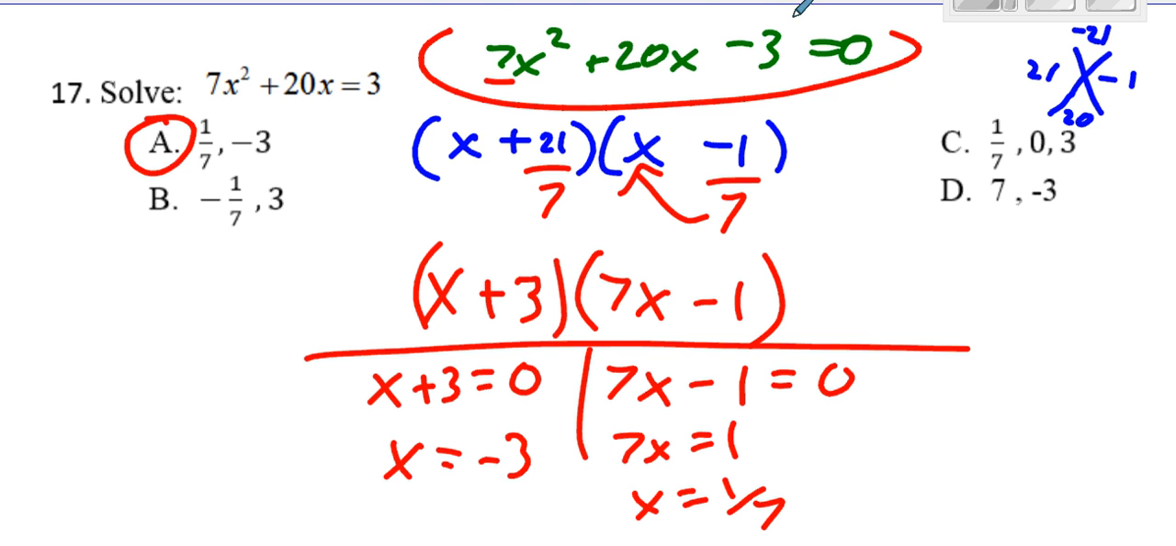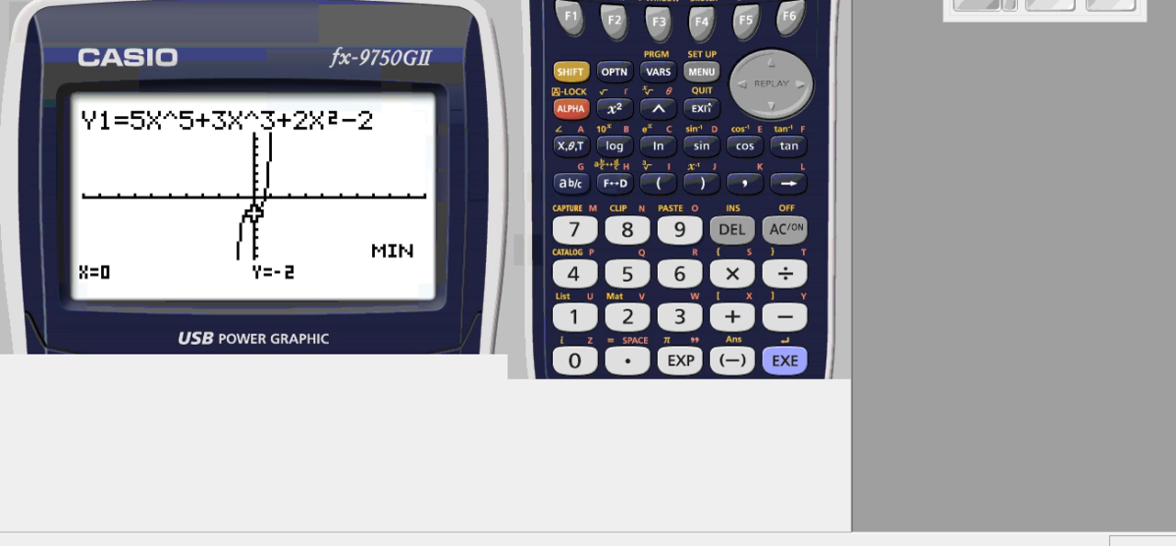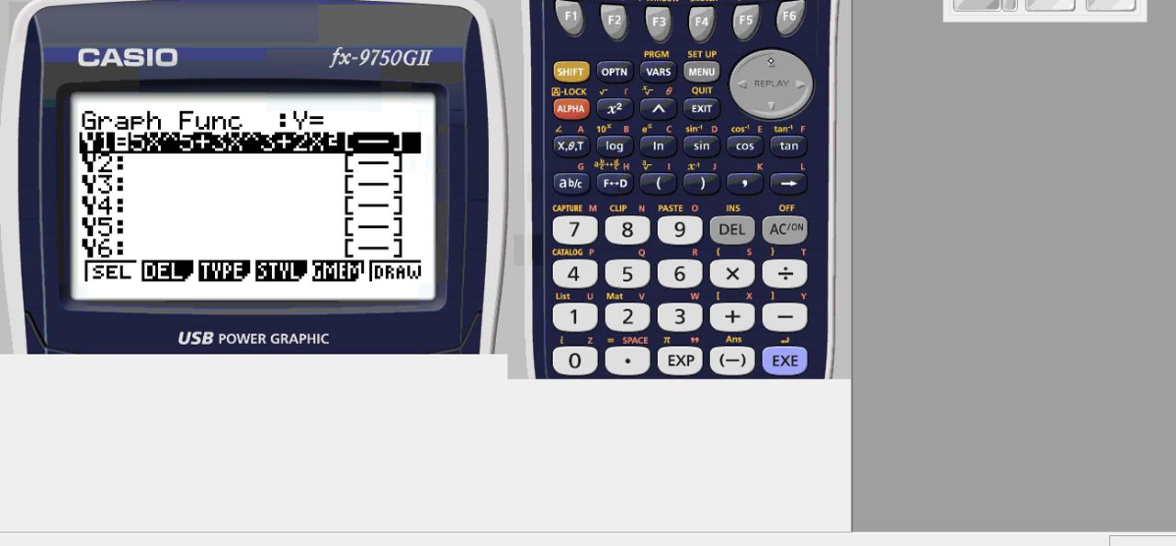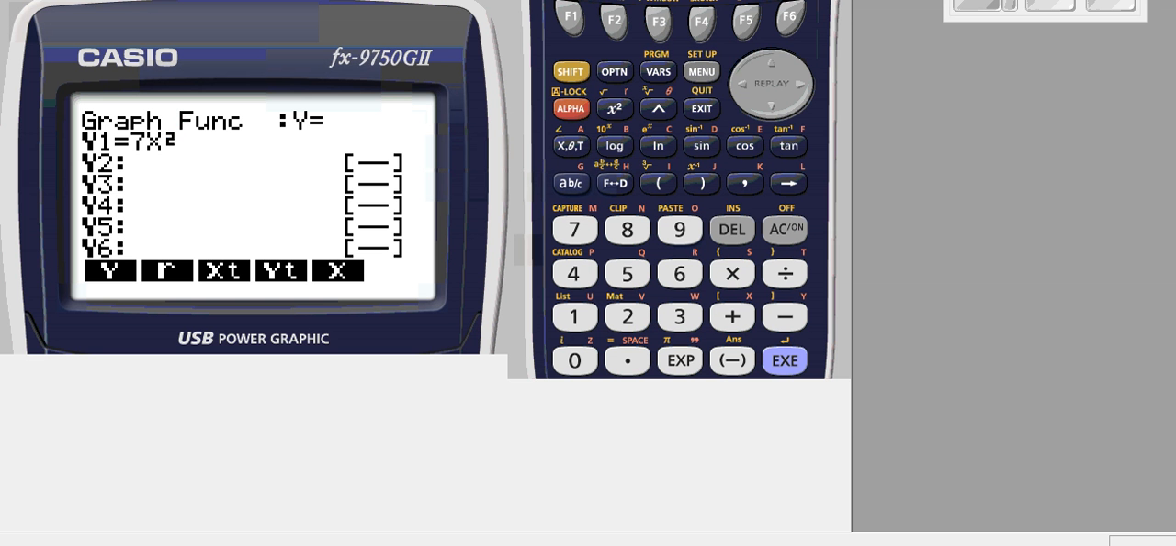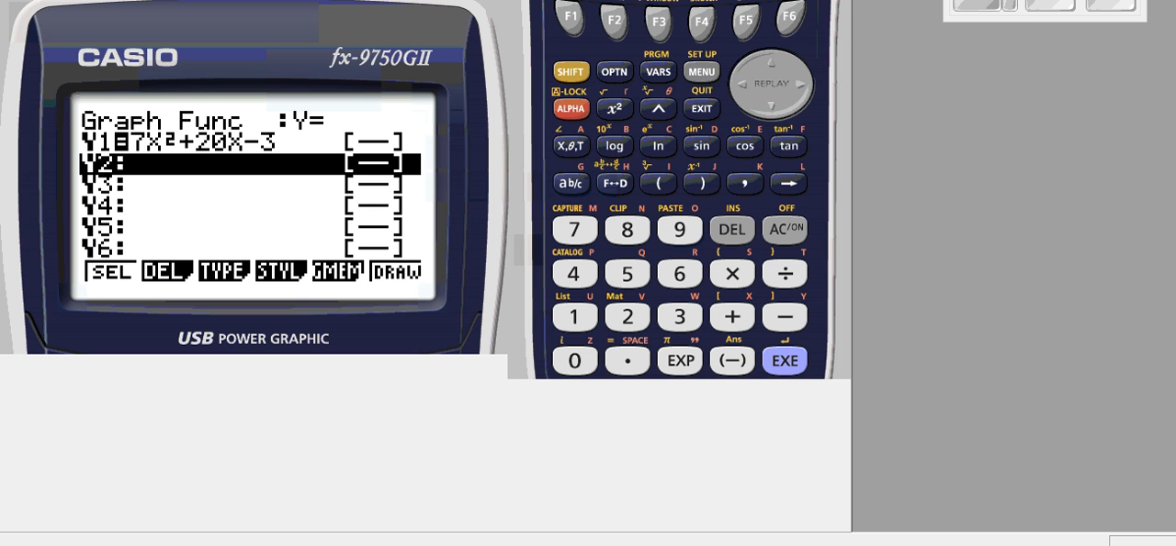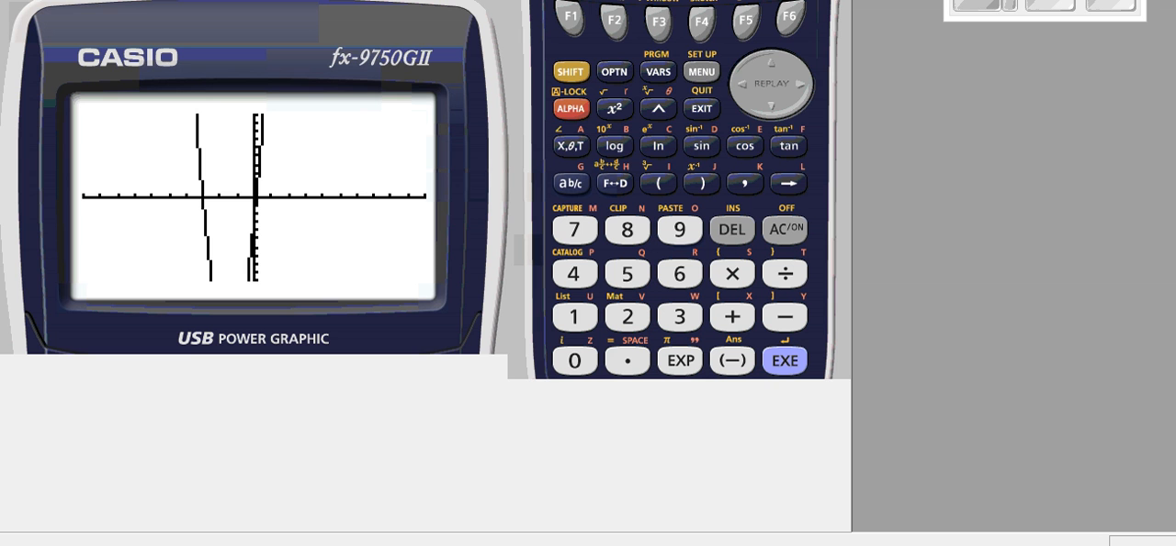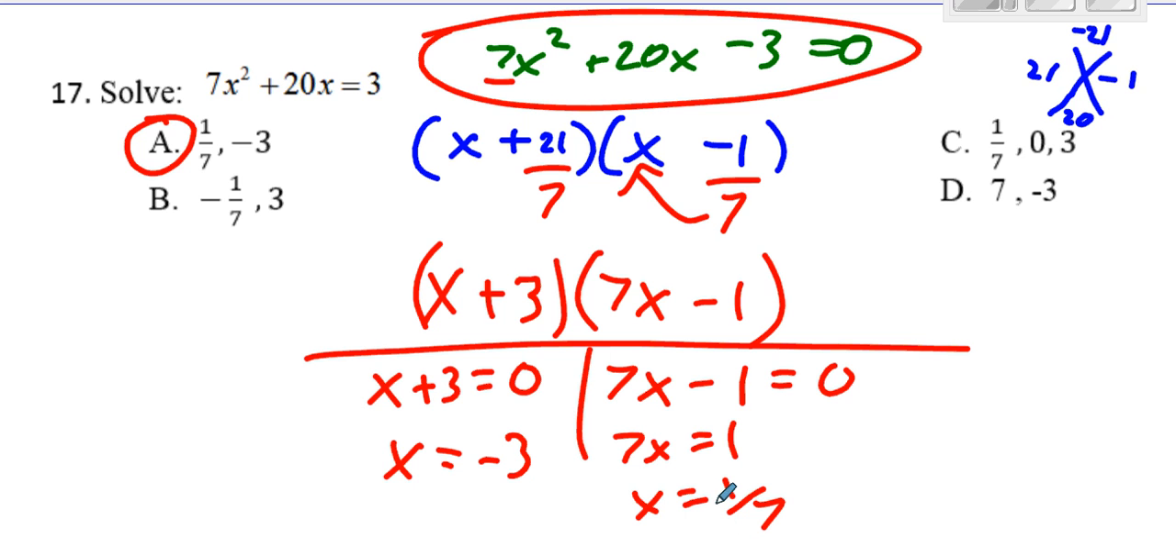Now, all of these equations, you can do them on your calculator. Once you get it like this, you can check your work. You can make sure you got it. Type in the equation, 7x squared plus 20x minus 3. These are your two answers. We've got two answers right here. It looks like it's crossing at 0 and negative 3, which, that's pretty close to 0. That's why it looks like 0. Negative 3, that makes sense.